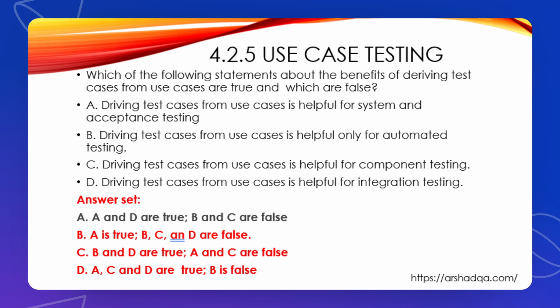Option A: deriving test cases from use cases is helpful for system and acceptance testing. Yes, this is true. Deriving test cases from use cases is helpful only for automated testing. No, this is wrong. Deriving test cases from use cases is helpful for component testing. Wrong. Deriving test cases from use cases is helpful for integration testing. Yes, that's correct. So in this case, A and D are true, B and C are false.